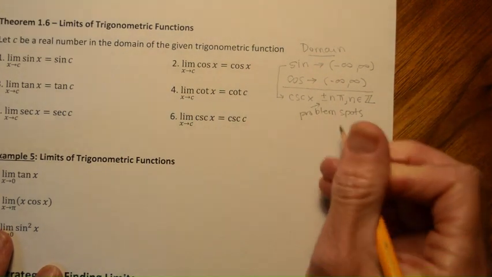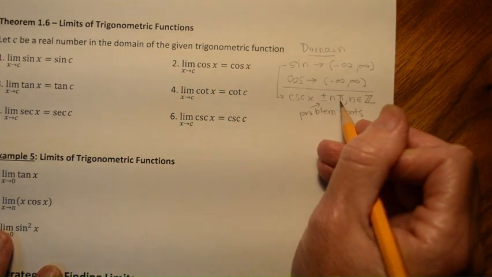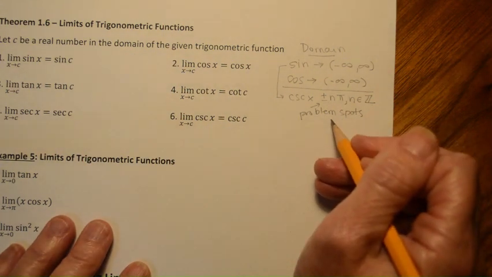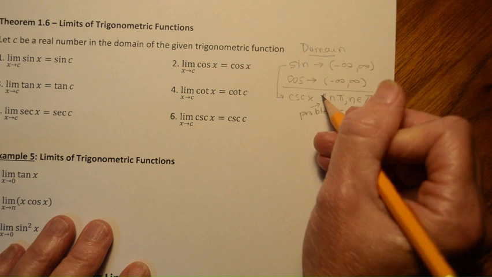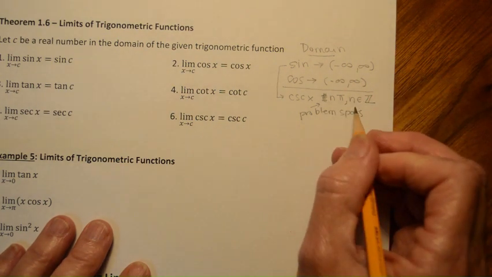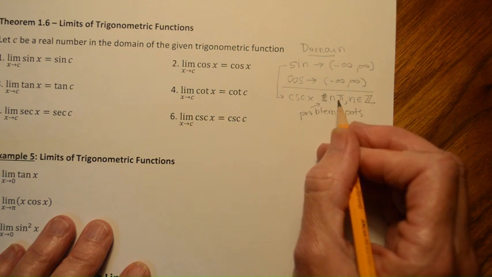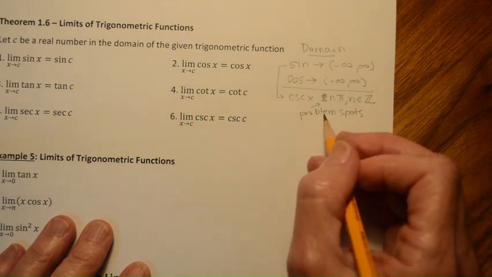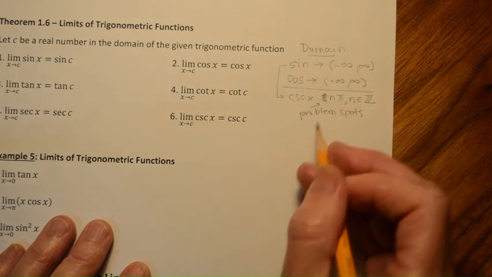All right. So as long as you're not choosing an integer multiple of pi, then you are in good shape. In fact, we probably don't need the plus or minus, since I indicated that n is an integer. So just any integer times pi is going to be a problem spot. And so we would say the domain is everything but this.